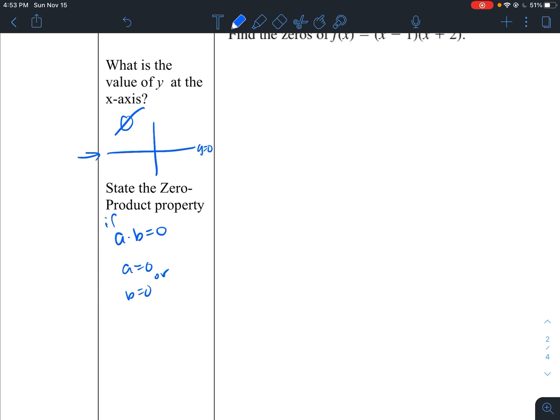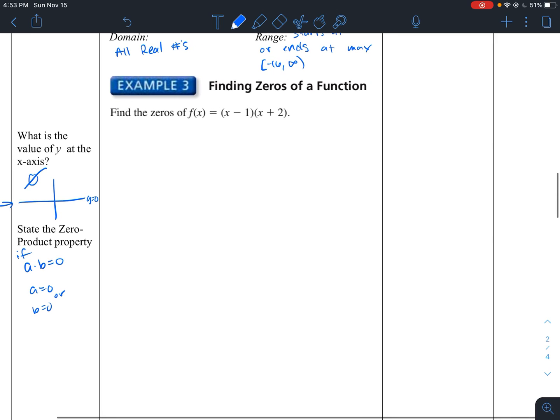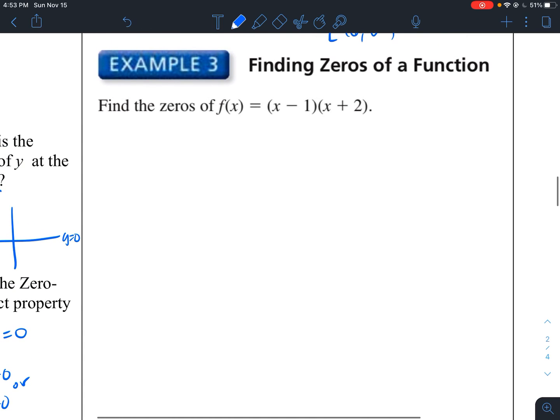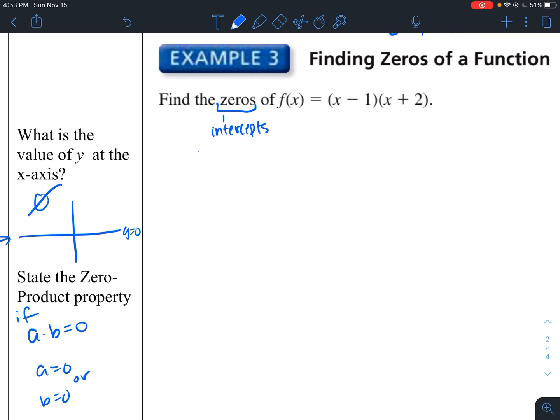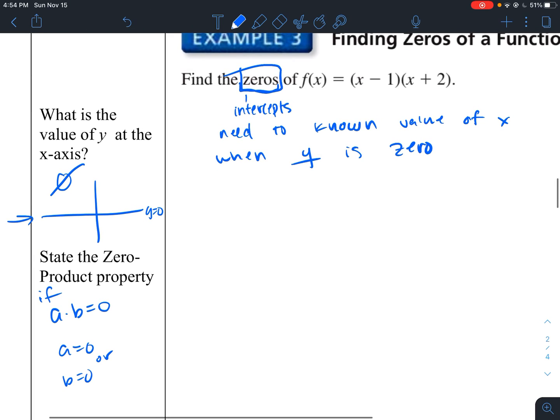Okay, so if we want to find the zeros, this is another way of saying intercepts. We need to know the value of x when y is 0, hence finding the zeros of the function. So when y is 0, that means we have to take f of x and make it 0. 0 is equal to x minus 1 times x plus 2.